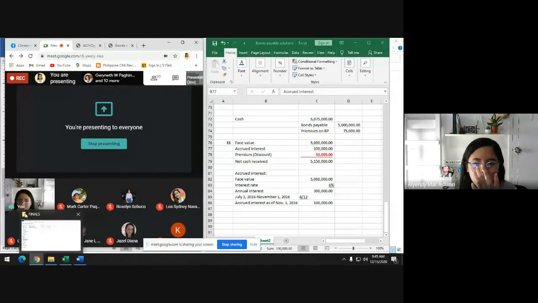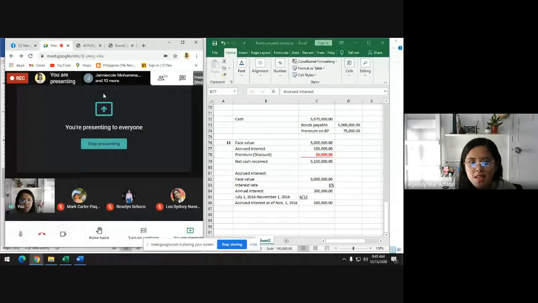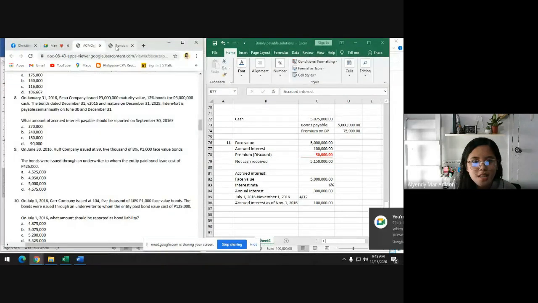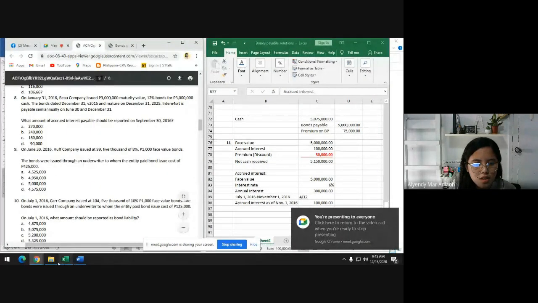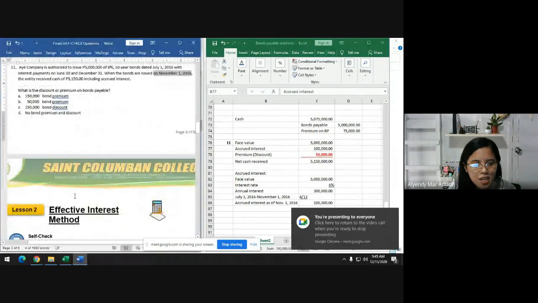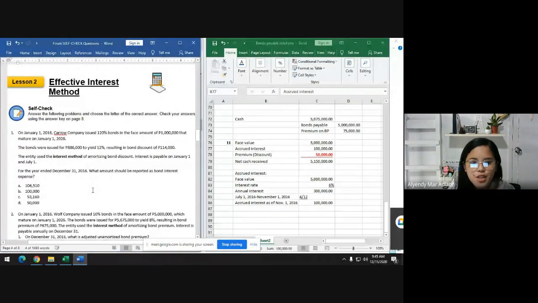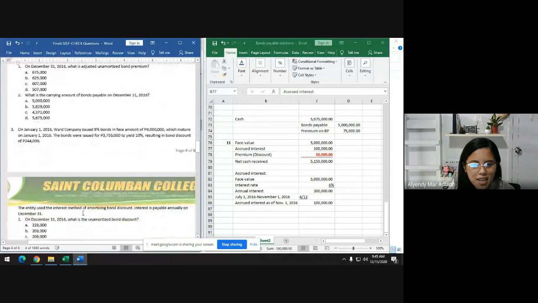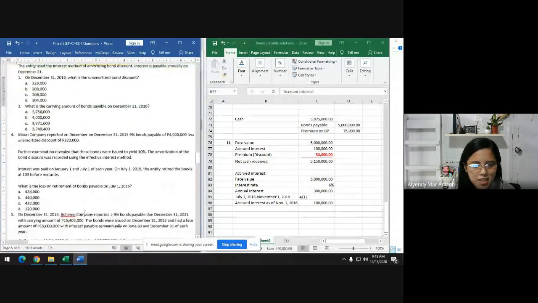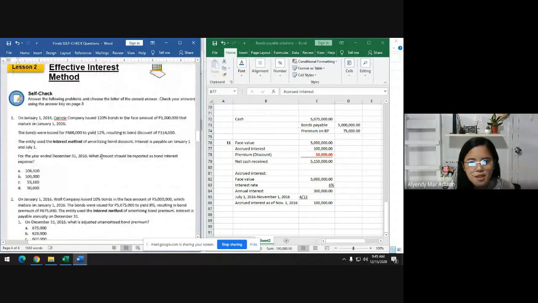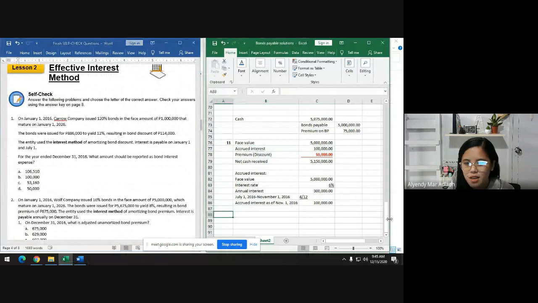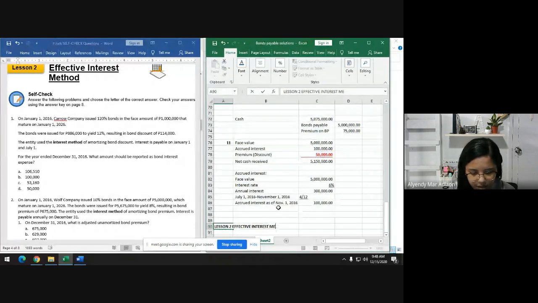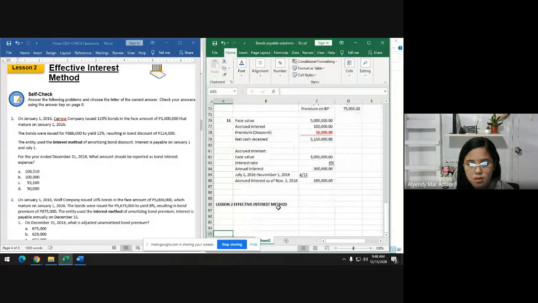Let's make use of our remaining time, since it was our last meeting. Let's answer the effective interest method. I know we cannot cover everything, but at least we can answer some of the problems. This is lesson 2, effective interest method.